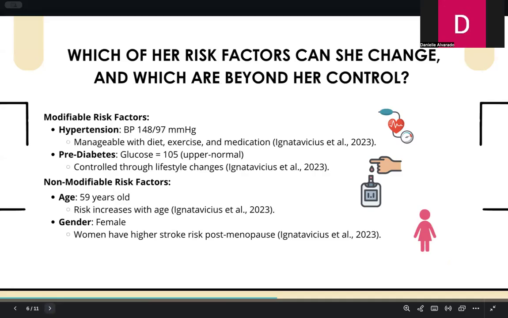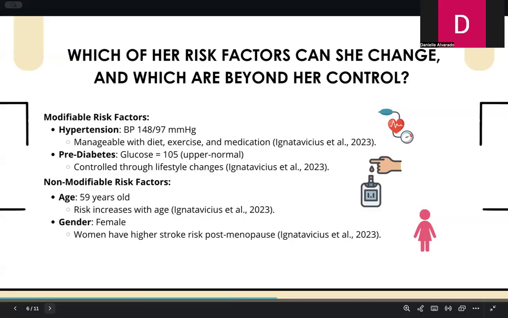Okay, which of her risk factors can Mrs. G change and which are beyond her control? The risk factors that she can change are her hypertension and her elevated glucose level. Her blood pressure is at 148/97, while her glucose level is at 105. And this isn't too high, but it's in the pre-diabetic range.